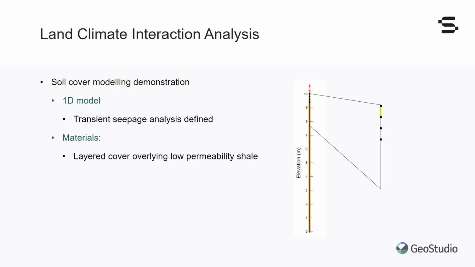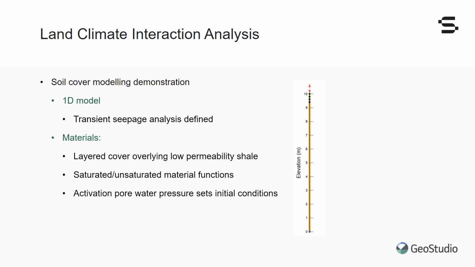The materials include a layered cover with peat, till, and shale, overlying the protected material, which is a low permeability shale. All of the defined materials use the saturated-unsaturated material model, with functions defining volumetric water content and hydraulic conductivity over pore water pressure. The materials have an activation pore water pressure of -5 kPa, which ultimately sets the initial pore water pressure conditions throughout the domain for the transient analysis.